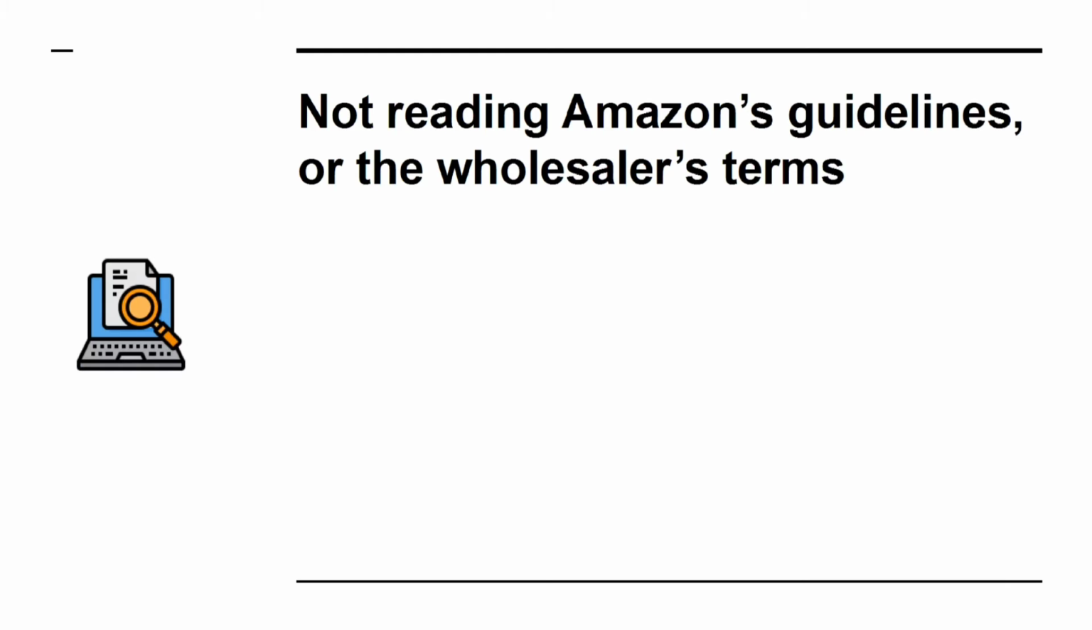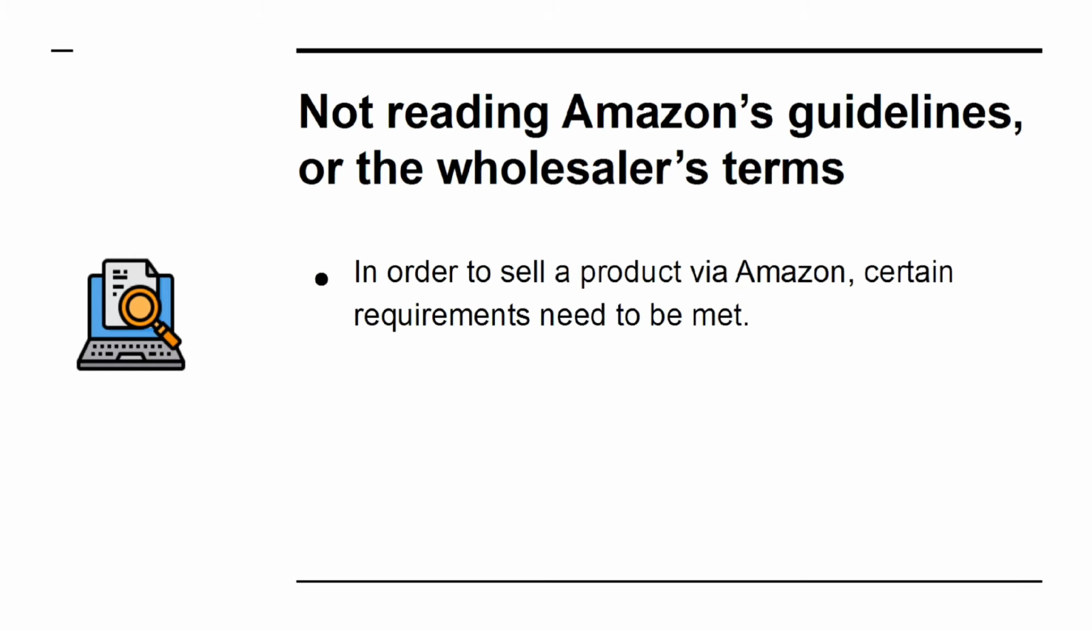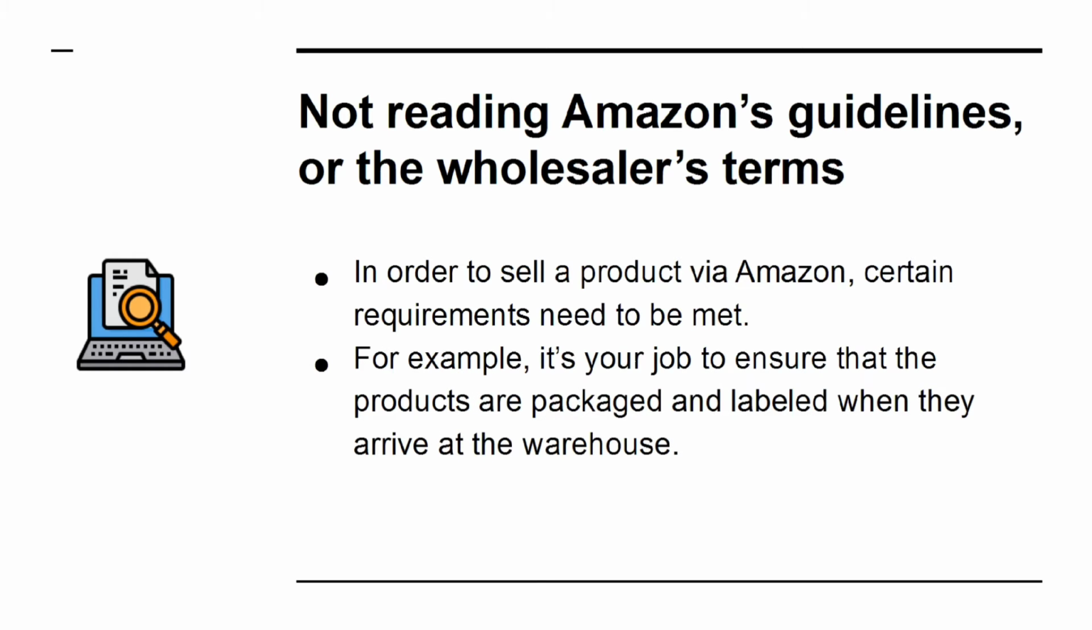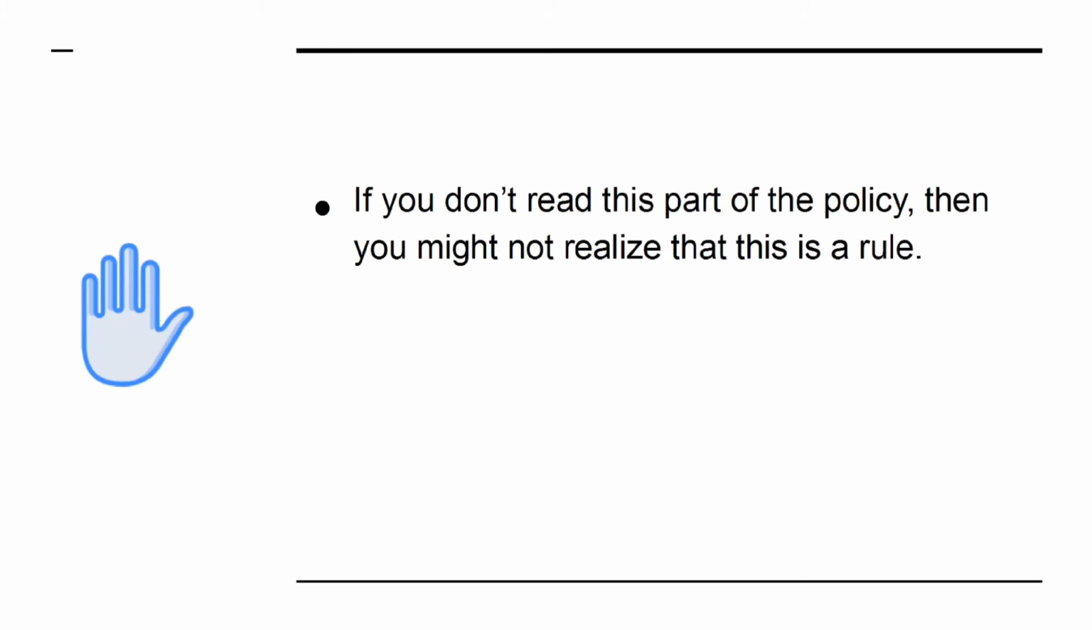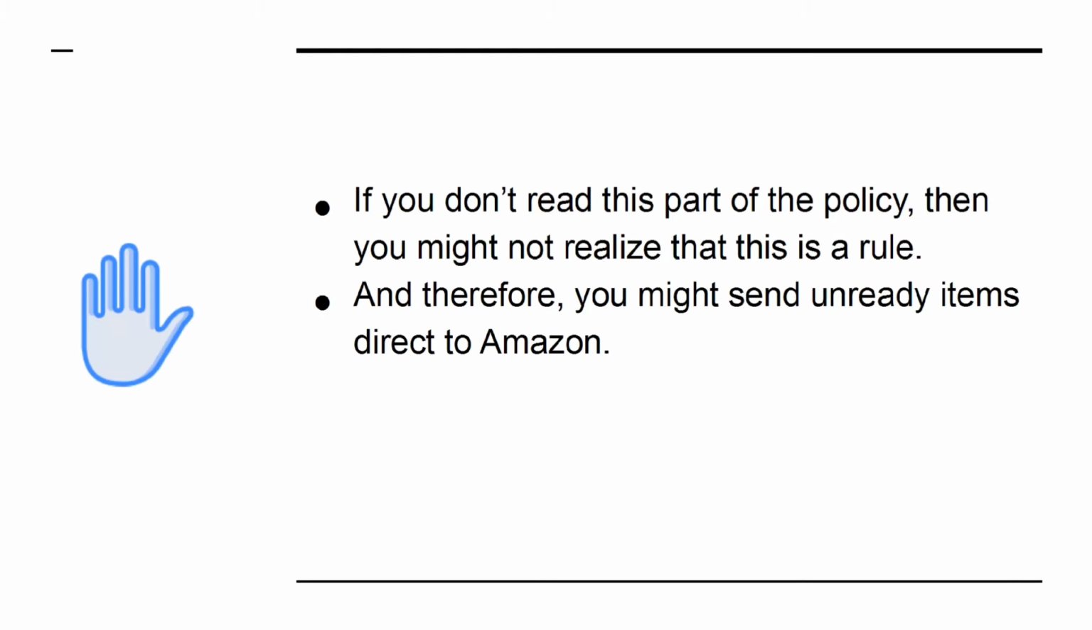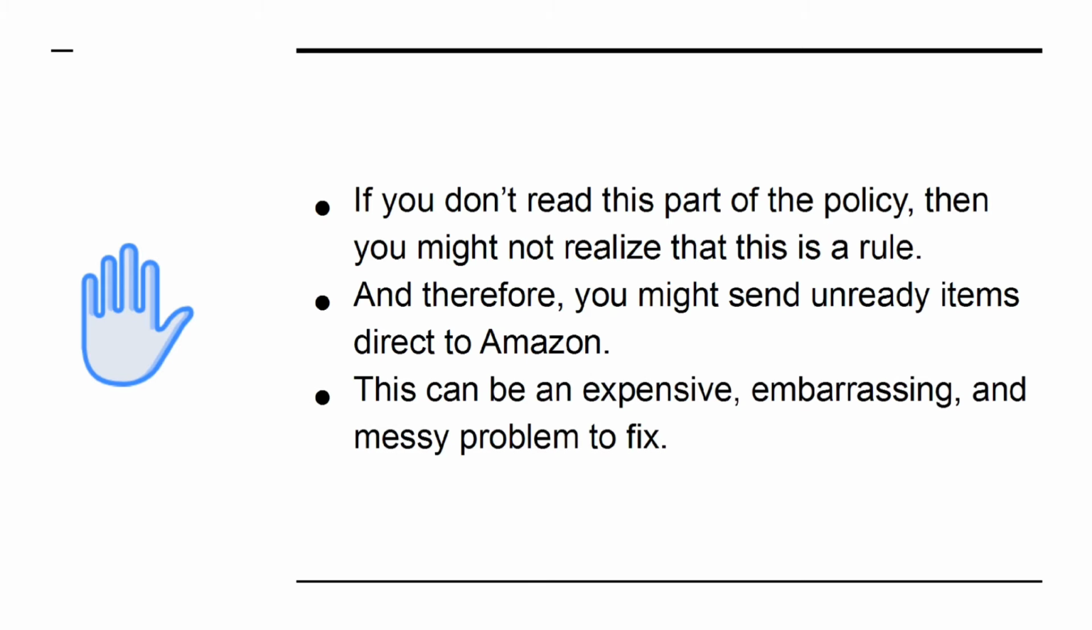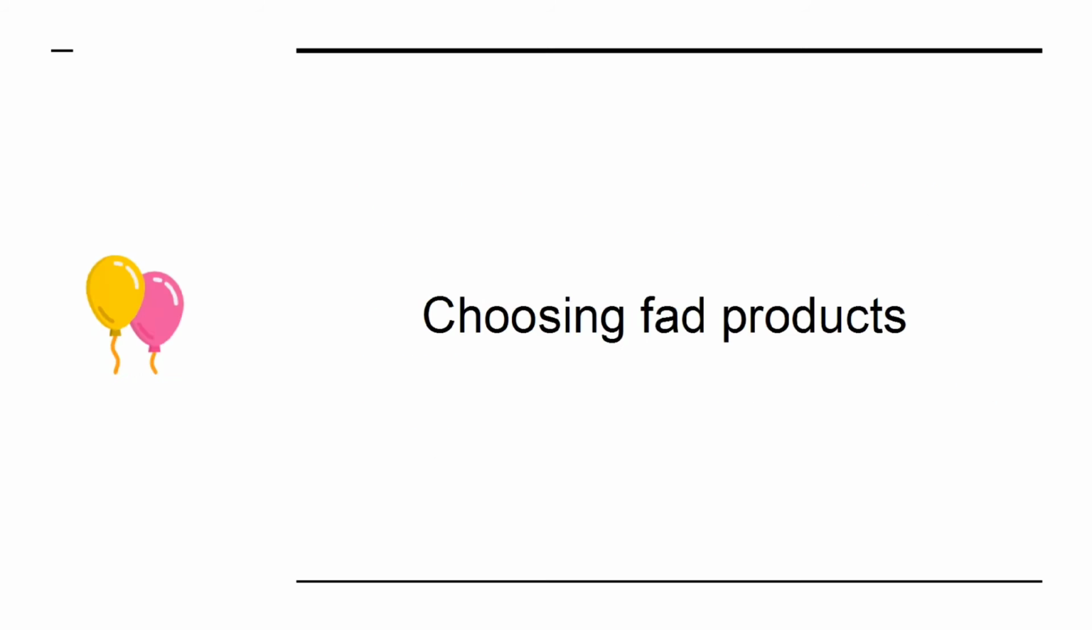Not reading Amazon's guidelines or the wholesaler's terms. In order to sell a product via Amazon, certain requirements need to be met. For example, it's your job to ensure that the products are packaged and labeled when they arrive at the warehouse. If you don't read this part of the policy, then you might not realize that this is a rule, and therefore, you might send unready items direct to Amazon. This can be an expensive, embarrassing, and messy problem to fix.